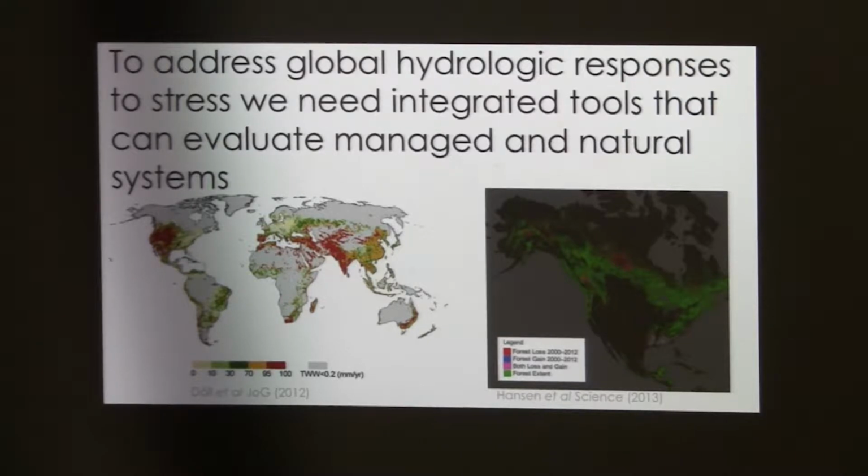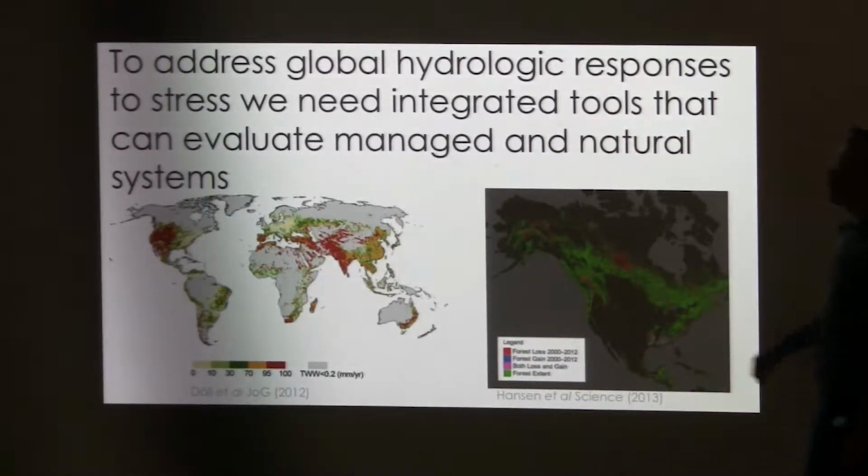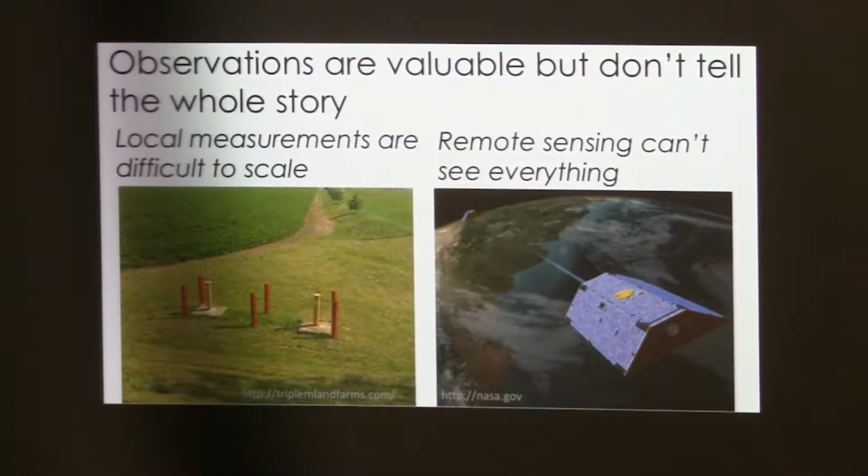I appreciate it. So as Jenny really nicely introduced, we have really large-scale problems, right? Some great figures from Petra Dahl's work, looking at large-scale water use and depletion. And we have the same thing with land cover change. And we might say, well, what about observations?